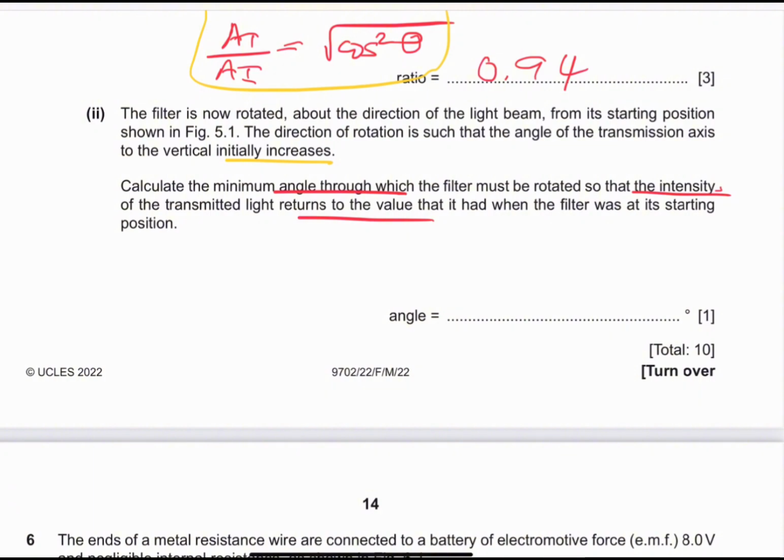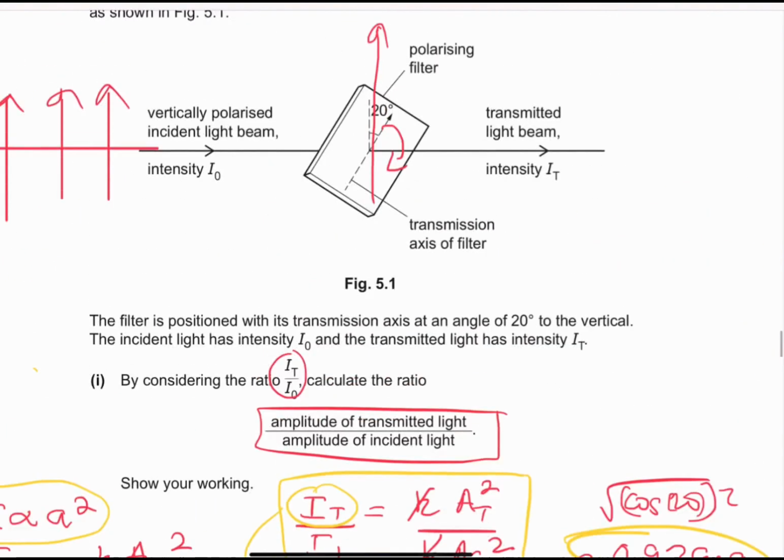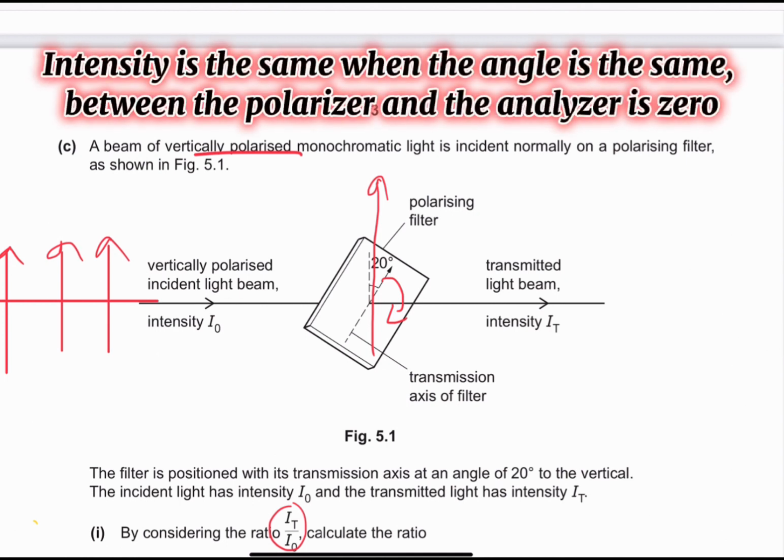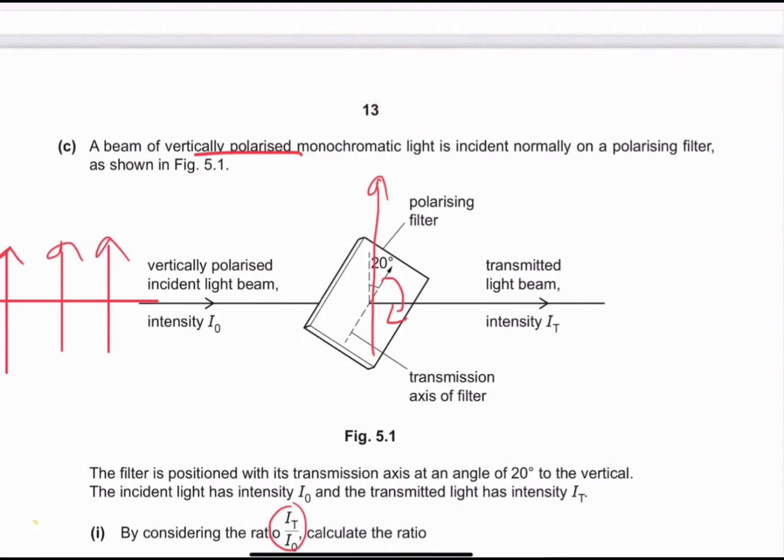So how does intensity return to the value that it had before? If you recall how we were working these things out, the intensity is the same whenever the angle is the same as the angle of the polarized light. For example, if theta is 0, it basically means that there is no angle between the incident light and the transmitted light, and all the light passes through. So basically we want an angle to the vertical such that it is 140 degrees.